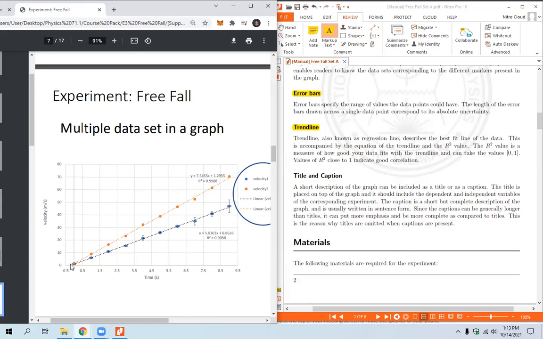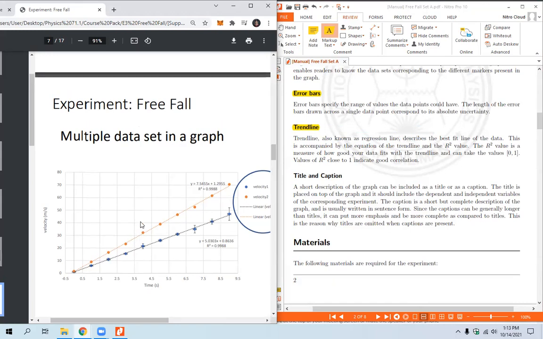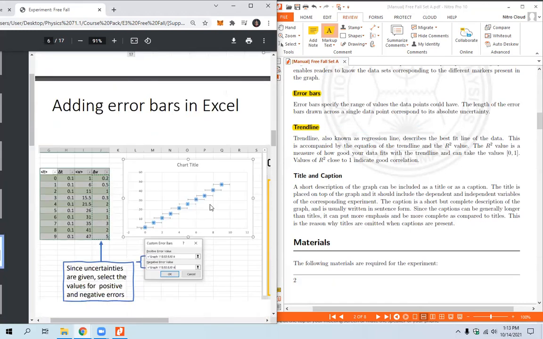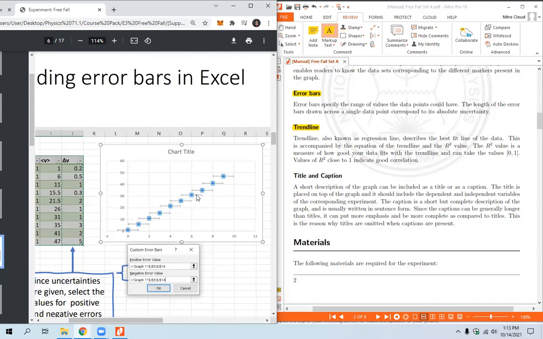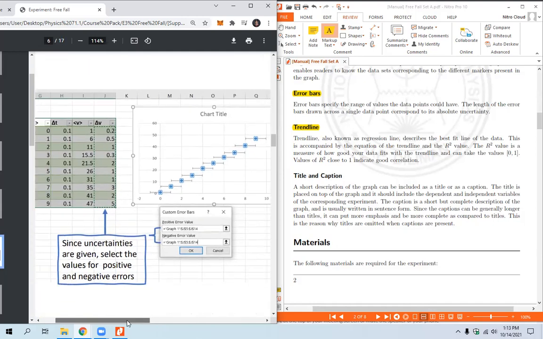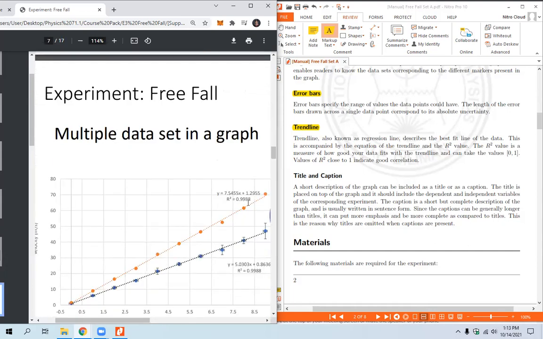For example, halimbawa ito, originally, ganito dapat itsura ng data points ninyo. These are just unconnected points. This is what they will look like if you plot them as is. If you add a trend line, you are determining a possible behavior of your data as you move on.